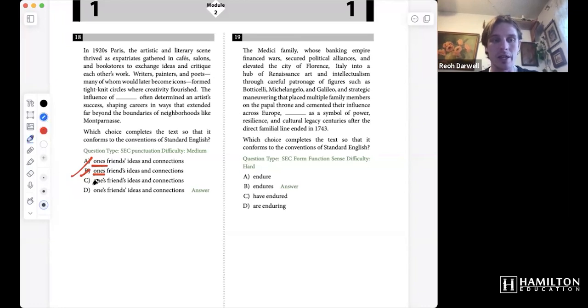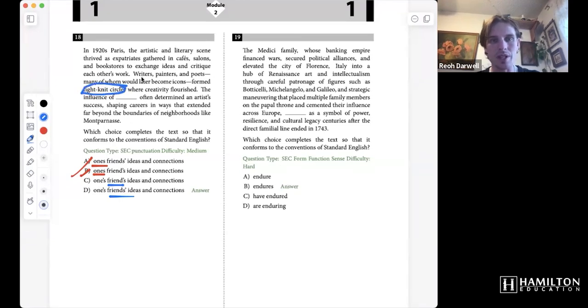So that leaves us between C and D. And now we're looking between, what's the only difference? Friend singular apostrophe S or friends plural apostrophe. All right. Why do we know that friends is plural? Right. We see these tight-knit circles.